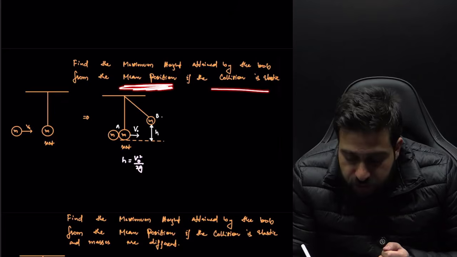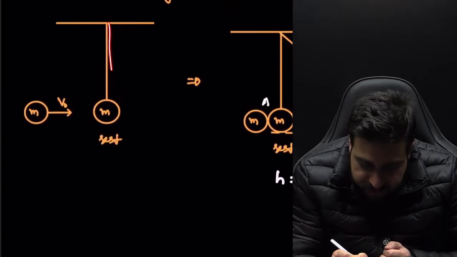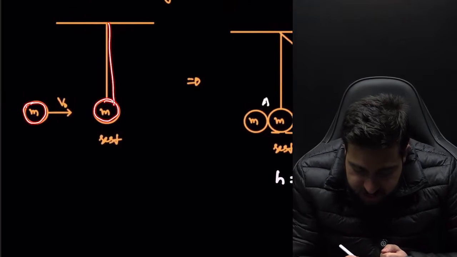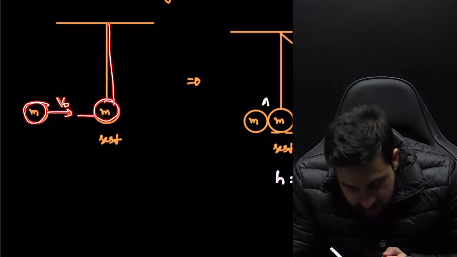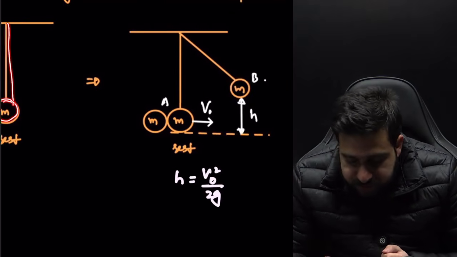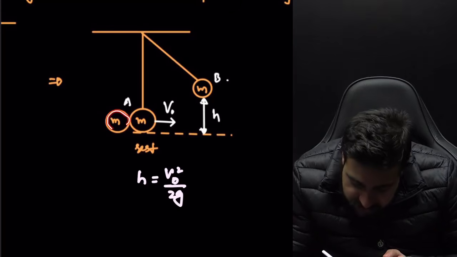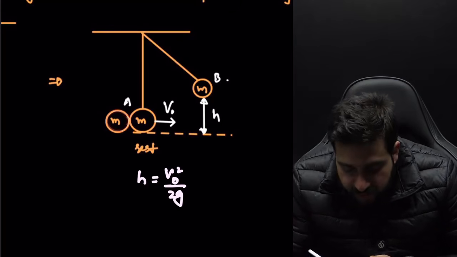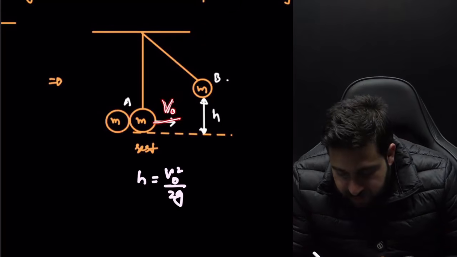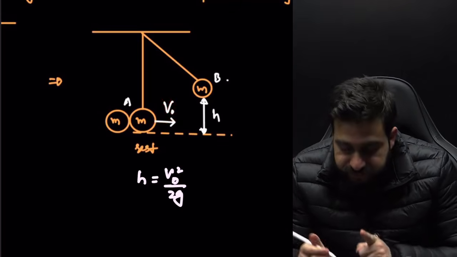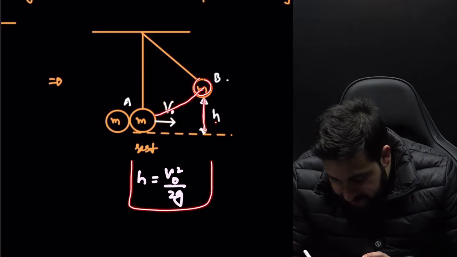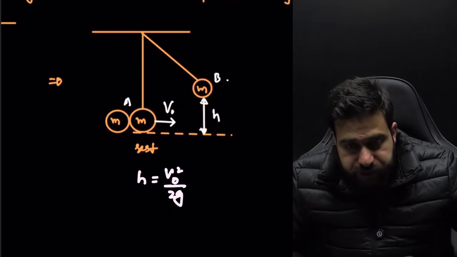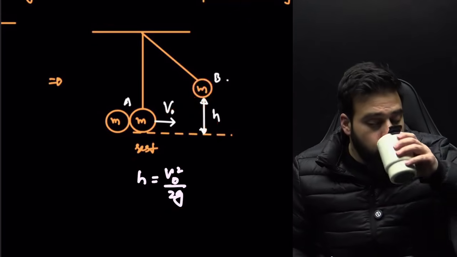Then, the next question I told you: find the maximum height attained by the bob from the mean position if the collision is elastic. See, there is a mass attached to the string. There is this mass which is moving with velocity v naught. If this strikes this bob, this mass will come to rest and the bob will go up with velocity v naught, because velocity is interchanged, and it will reach here. How much is the height attained? This height will be v naught square by 2g. Okay.